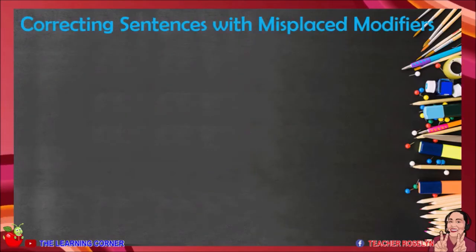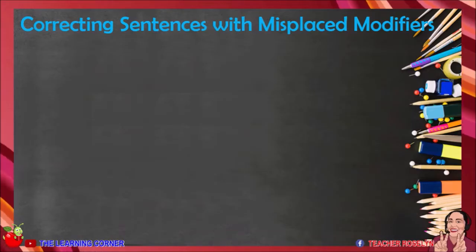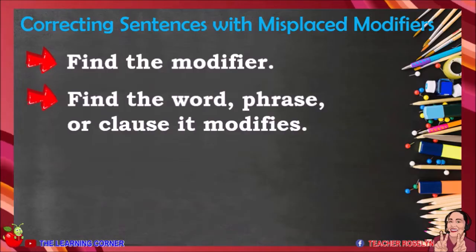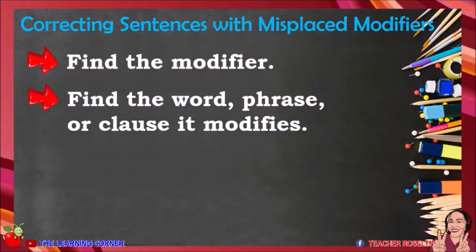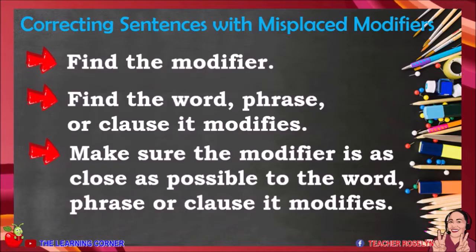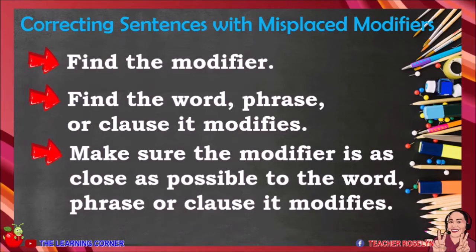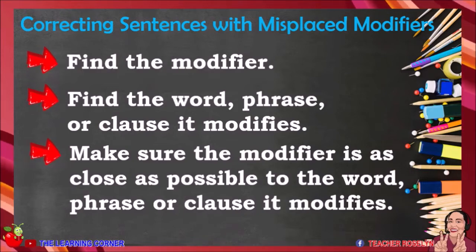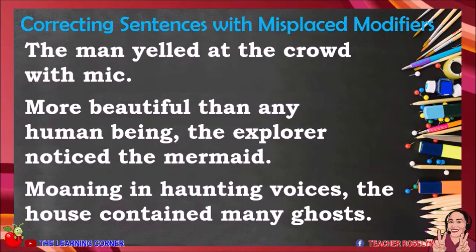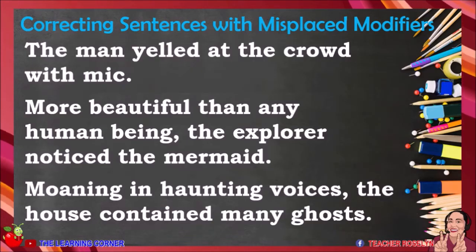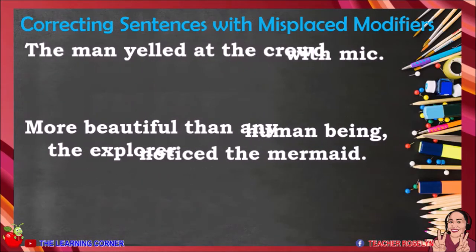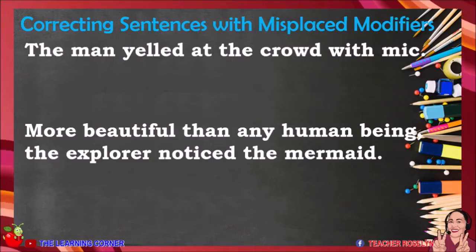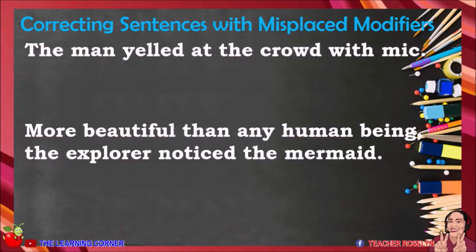How can we correct sentences with misplaced modifiers? First, we should find the modifier. Then, identify the word, phrase, or clause it modifies. And finally, make sure that the modifier is as close as possible to the word, phrase, or clause it modifies. Let us now correct these sentences with misplaced modifiers. Let us place the words being modified closely to its modifier.